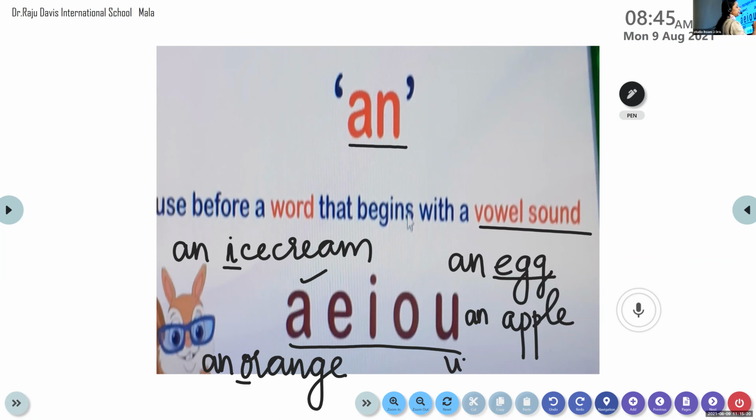Umbrella. So what do we have to use here? We have to use "an" before the word, as it starts with the vowel letter U. Clear to all of you?